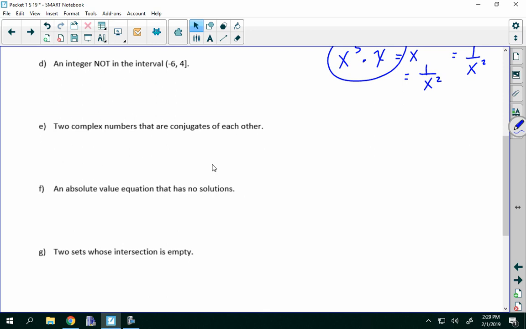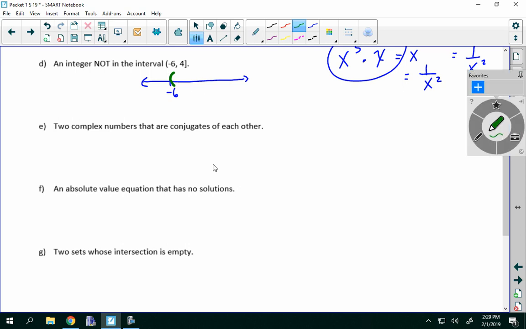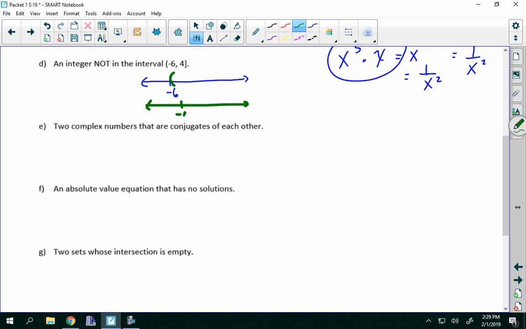Give an example of an integer that is not in the interval parenthesis -6, 4. If you recall our interval notation, when we have the parenthesis, that's an endpoint of our interval, but we're not including it. Our textbook uses the parenthesis there, but most of you are used to putting an open circle there. They both mean the same thing.